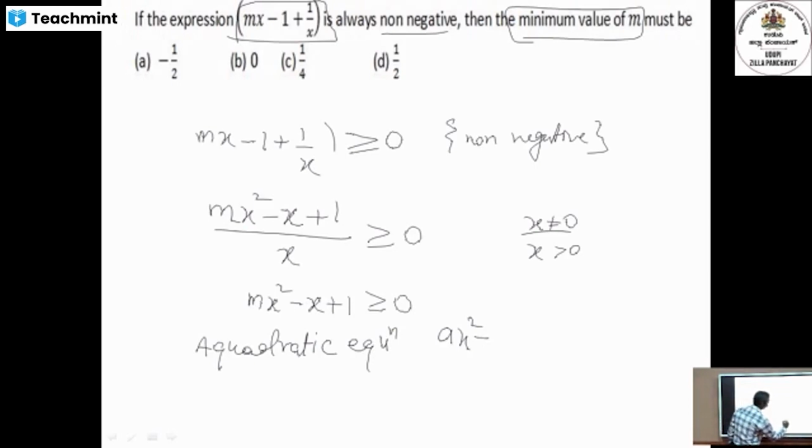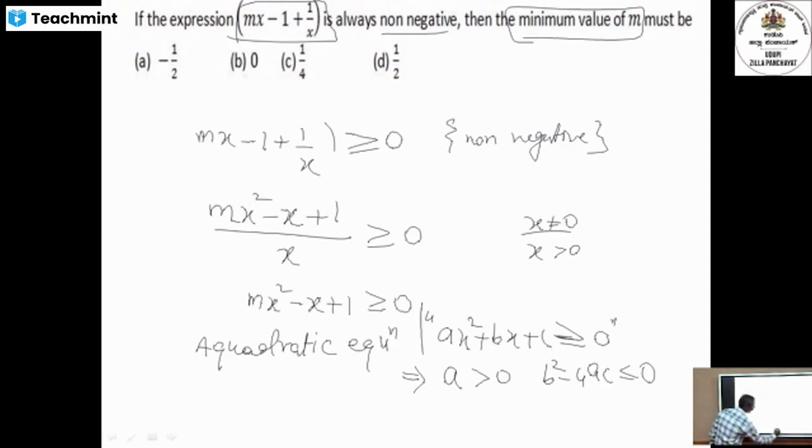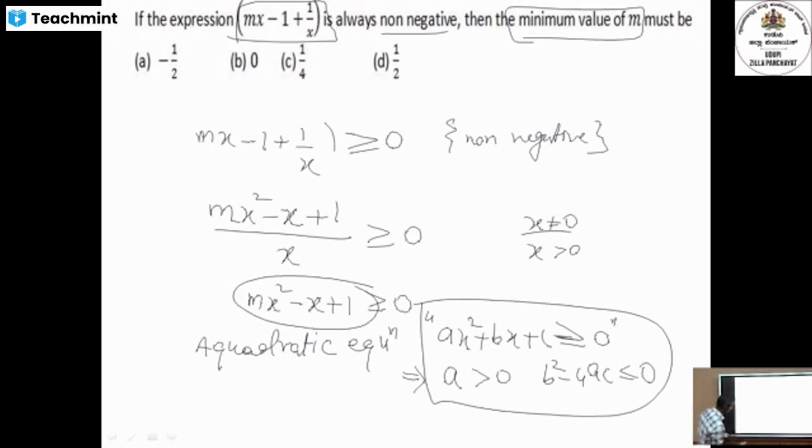A quadratic ax square plus bx plus c greater than or equal to 0 implies a is greater than 0 and b square minus 4ac is less than or equal to 0. This condition you should know, otherwise it's not possible to solve this problem. What do you mean by a greater than 0? Here mx square minus x plus 1, so a is equal to m, b is equal to minus 1, c is equal to 1.